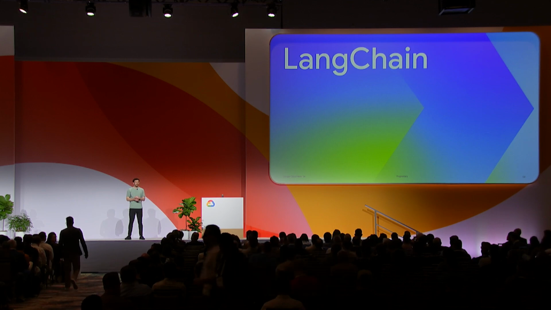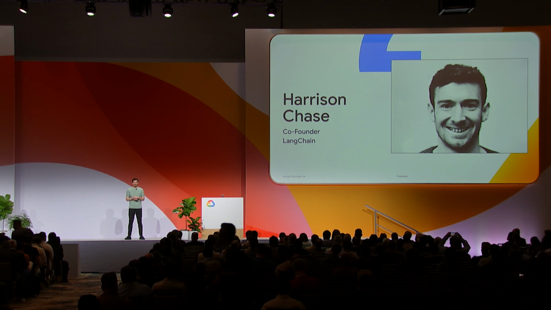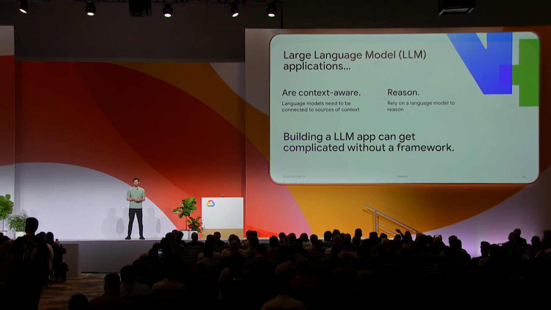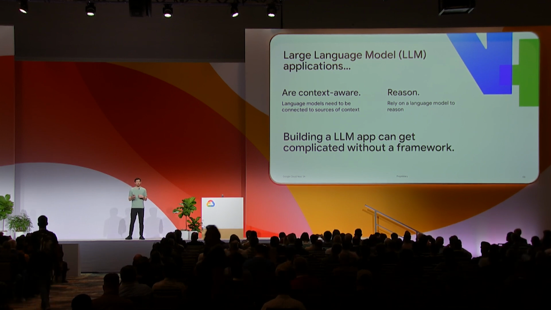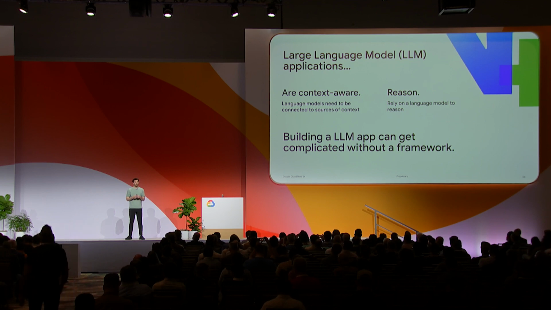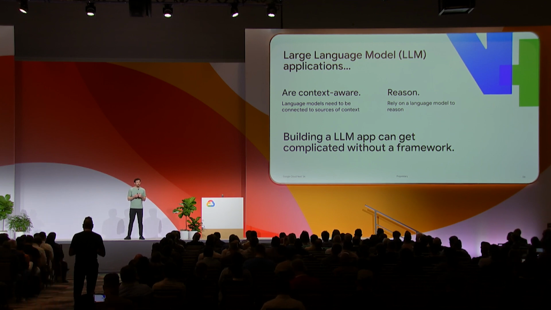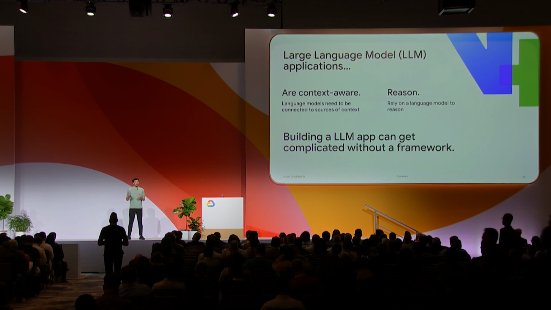Let's chat about LangChain first. So a little bit of background. My name is Harrison Chase. I'm the CEO and co-founder of LangChain. And LangChain is a way to build large language model applications. So specifically, it's a way to connect large language models to external sources of data and computation. And it's a way to create applications that are context-aware and that can reason.